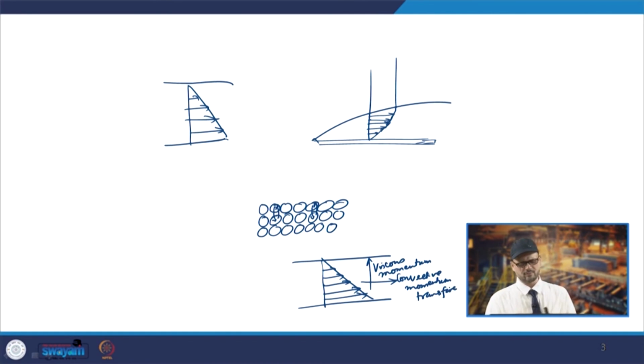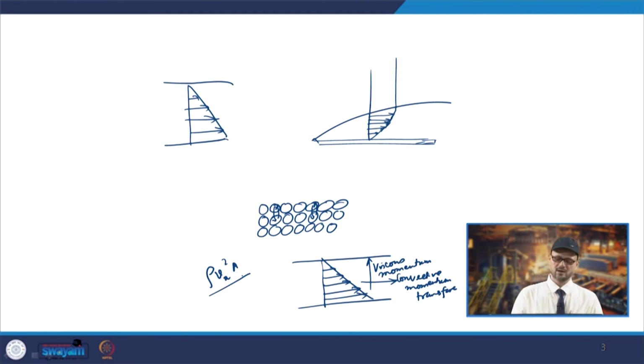The rate of convective momentum transport will be mass into velocity by time. So, it will be rho v x square A, where A is the cross sectional area perpendicular to the flow direction through which the fluid of density rho is flowing. That way we find the rate of convective momentum transport. Accordingly you can have an understanding of these properties. You can also study other fluid properties, like surface tension and other things, which will be used in our lectures to come.